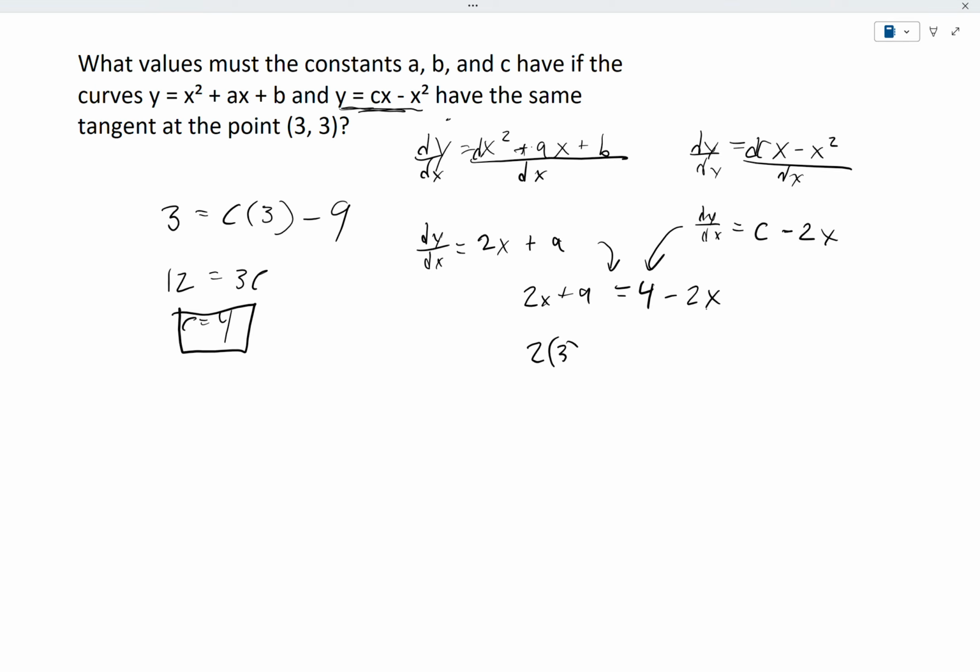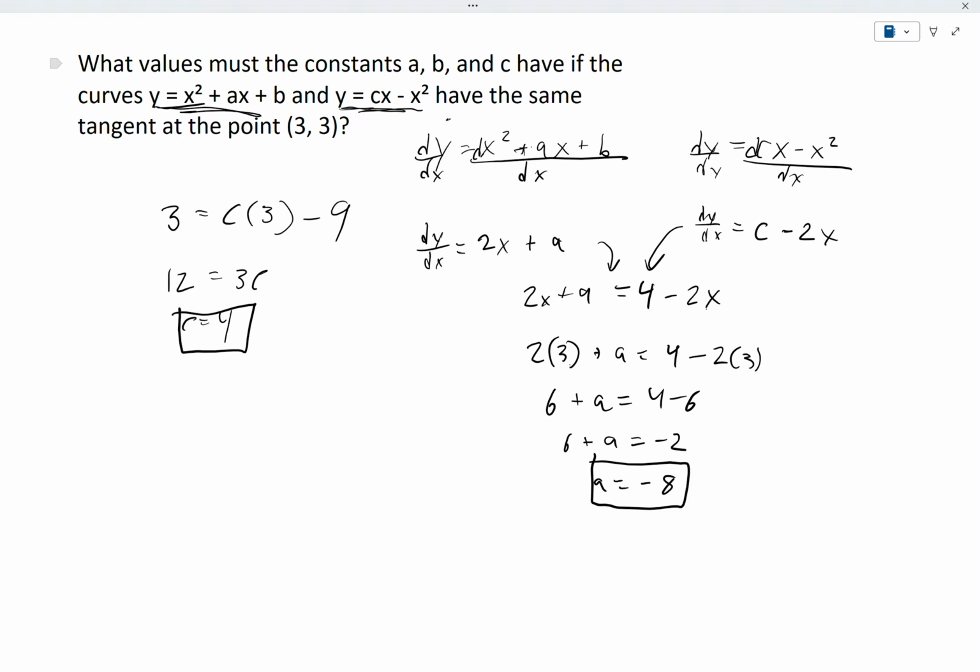So I get 2 times 3 plus a is equal to 4 minus 2 times 3. 6 plus a is equal to 4 minus 6. 6 plus a is equal to negative 2. a is equal to negative 8. And that was probably the hardest thing that is supposed to be done with this problem here, because solving for c was easy, and solving for b is going to be just as easy. Because where is b up here? Oh, well, it's in our first equation. So we've got to look there for b.